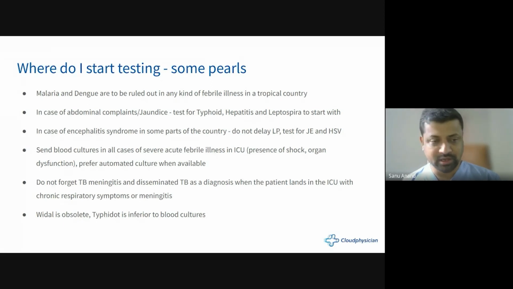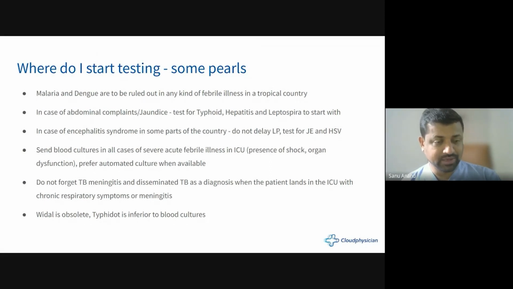Then you can kind of widen the net, and as and when more clues pop up, you can search for other diseases. But this is where you start. In case of encephalitis syndrome in some parts of the country, you don't delay the LP. Of course, we can start with malaria treatment, because cerebral malaria does present with encephalitis, and it's one of the most common causes. And if the dengue test comes out positive, I would still continue treating for malaria unless I have confirmed that it is not malaria.